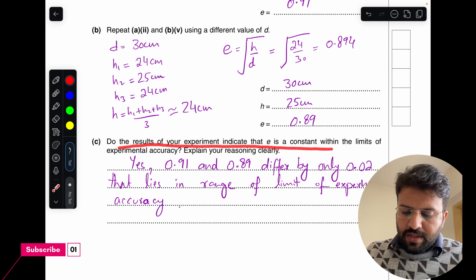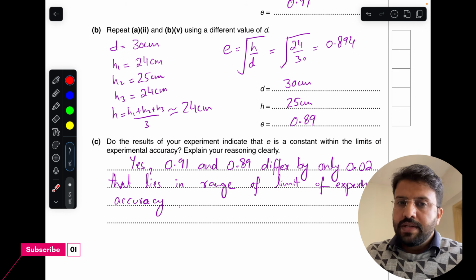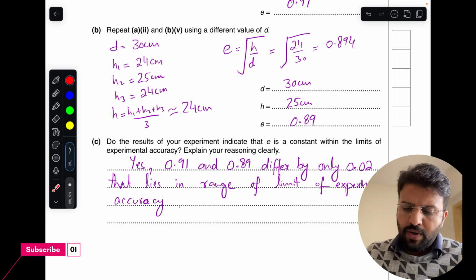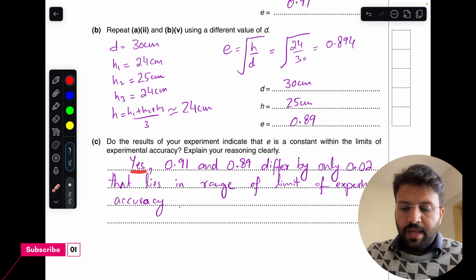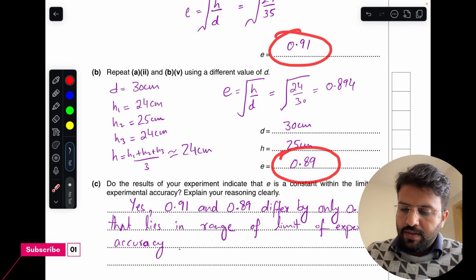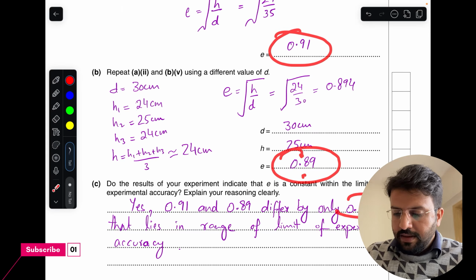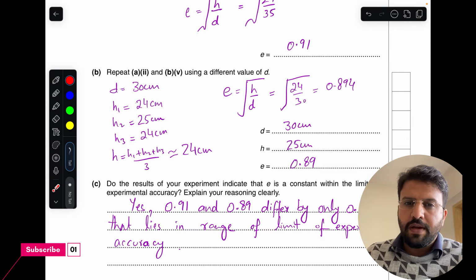In the C part, do the results of your experiment indicate that E is constant within the limit of experimental accuracy? Okay, what is the limit of experimental accuracy? If the values are within the range of 20% or within this range, they can be considered as equal. Okay, so first thing we have to write yes. Why? Because one value is 0.91, the other one is 0.89. If you see the difference of both of them, it is 0.02. That is a very small value.